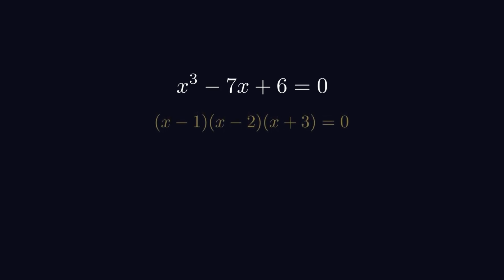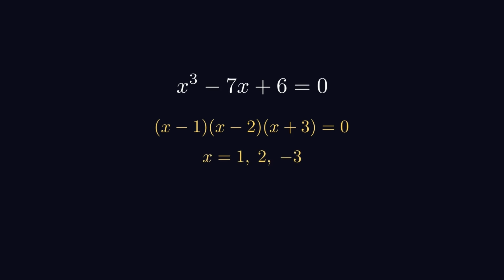6. The big one. Solve. x cubed minus 7x plus 6 equals 0. x equals 1, 2, and negative 3. Plug in 1. 0. So x minus 1's a factor. Divide it out, you get x squared plus x minus 6, which factors to x plus 3 times x minus 2. 3 roots, just like that.